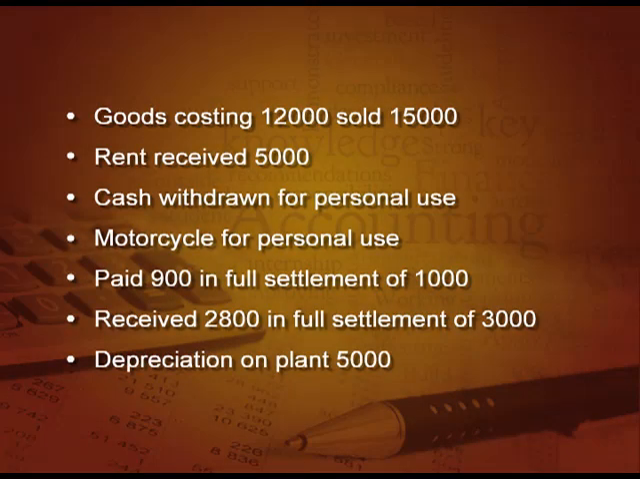Let us see the next one. Depreciation on plant 5,000. Depreciation is an expense. Expense will reduce the capital by 5,000 and the value of plant also goes down by 5,000, because depreciation means the value of plant has decreased by 5,000. So, plant minus 5,000, capital minus 5,000. I hope it is clear.